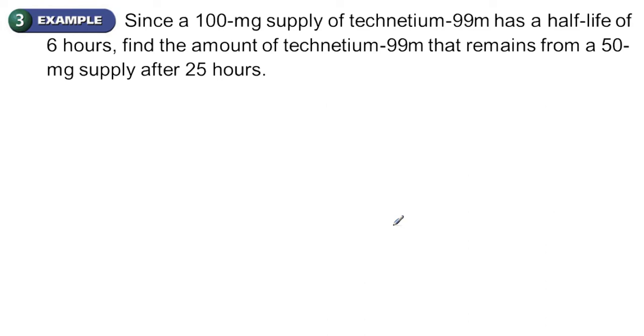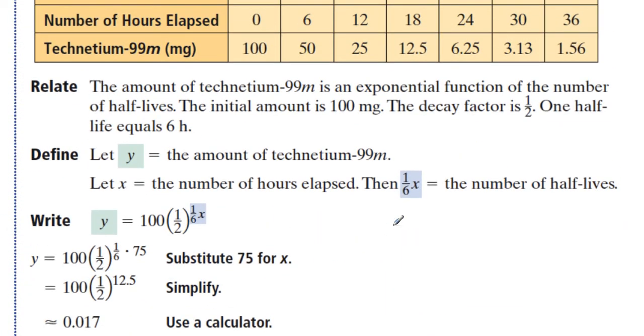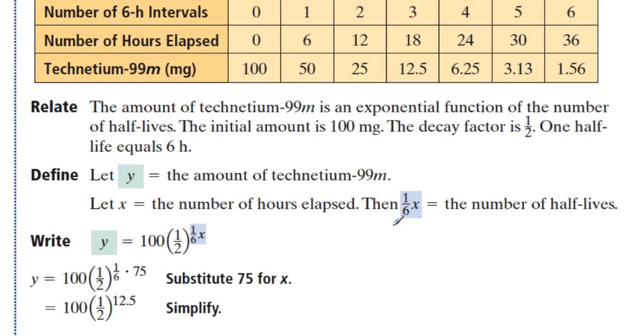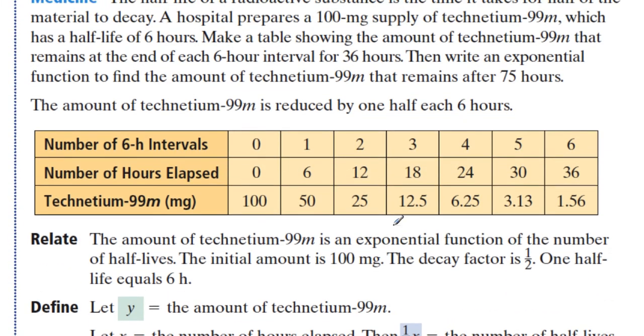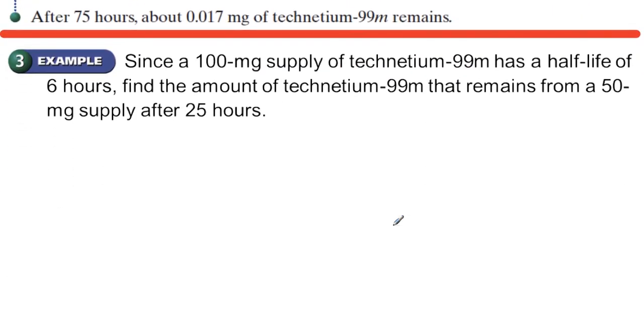Okay, so we're going to have to convert that. Find the amount of Technetium that remains for a 50 milligram supply after 25 hours.